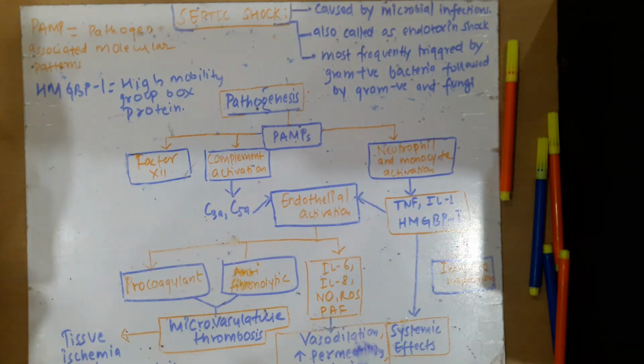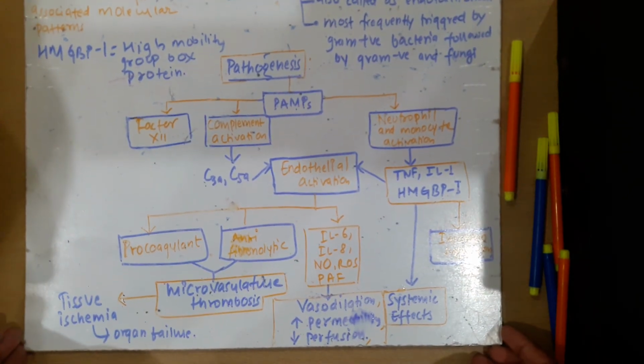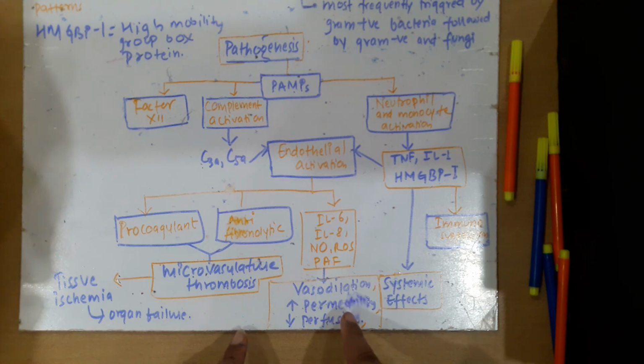Okay, so one complete view for the table, or the chart or flow chart, anything. You say this is vasodilation or increased permeability and decreased perfusion. Okay, so that you don't get confused a bit.